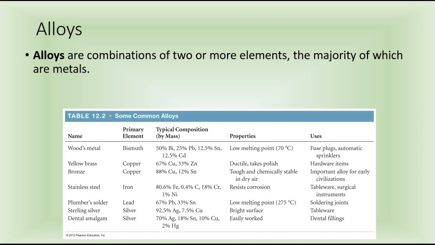We've also already talked about alloys, but just as a reminder, again, alloys are a combination of 2 or more elements. Typically, it's mostly referring to mixtures of metals. There might be some non-metal components mixed in. So here's a list of common alloys.